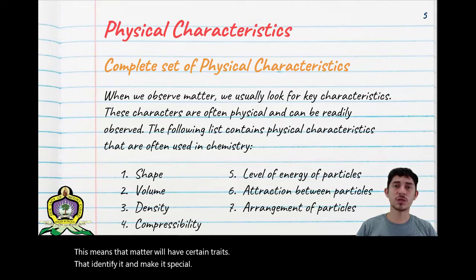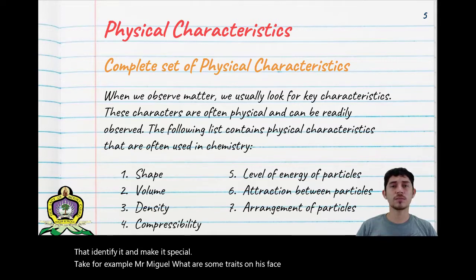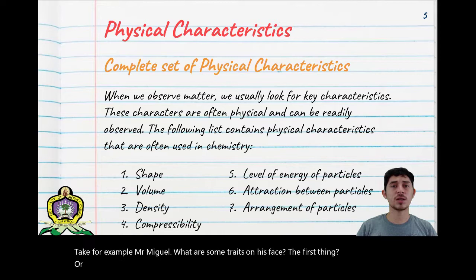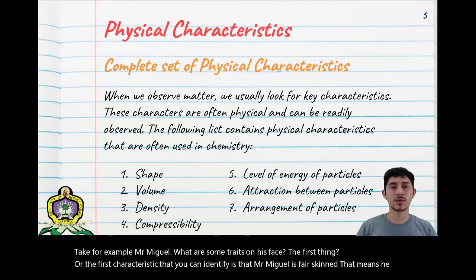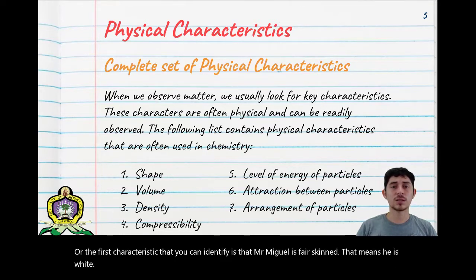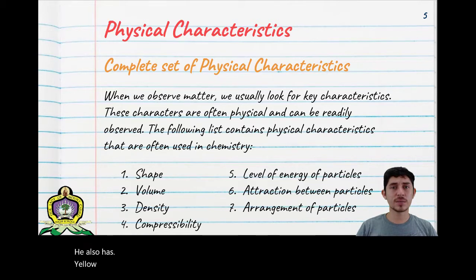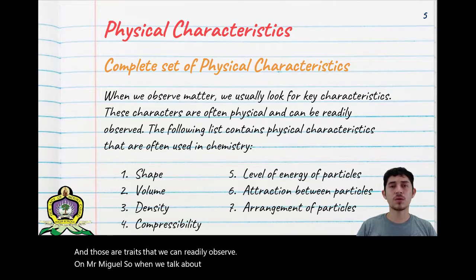Take, for example, Mr. Miguel. What are some traits on his face? The first characteristic that you can identify is that Mr. Miguel is fair-skinned. That means he is white. He also has yellow-greenish eyes. He has black hair. And those are traits that we can readily observe on Mr. Miguel.